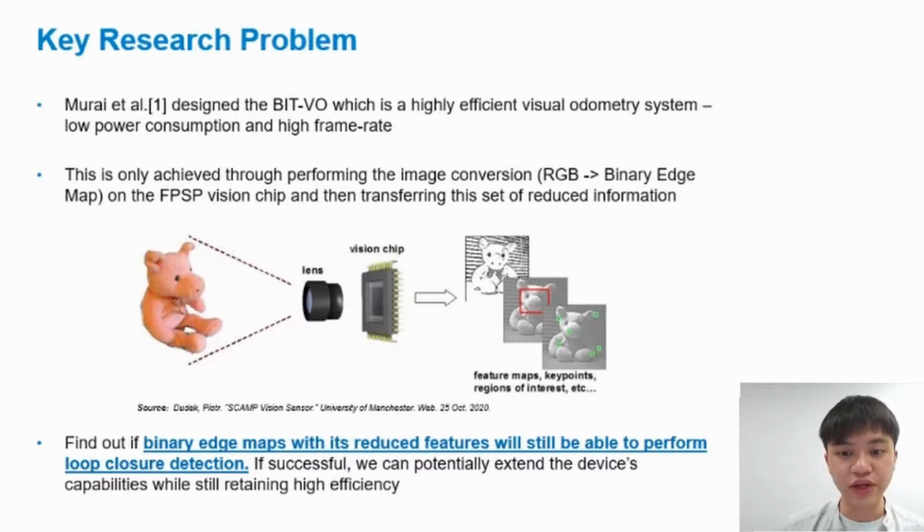So what we want to do is to figure out if using such binary edge maps, which are so much more reduced versus an RGB image, we will still be able to perform loop closure detection. Because if we are able to perform loop closure detection with this reduced set of image, we can extend the capabilities of this visual odometry system while still retaining its high efficiency.